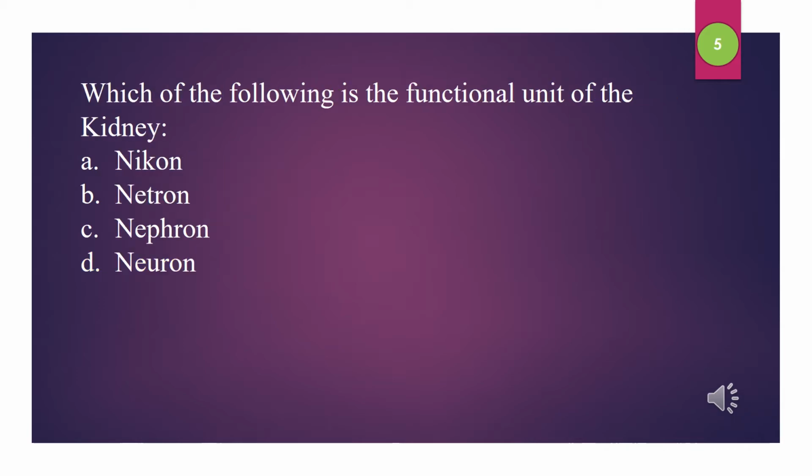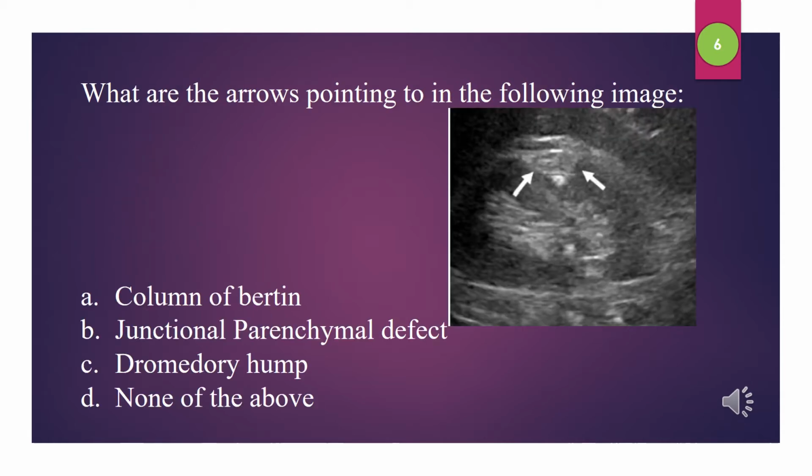Which of the following is the functional unit of the kidney? A. Nikon. B. Natron. C. Nephron. D. Neuron. The answer is C. Nephron. What are the arrows pointing to in the following image? A. Column of Bertin. B. Junctional parenchymal defect. C. Dromedary hump. D. None of the above. The answer is B. Junctional parenchymal defect.